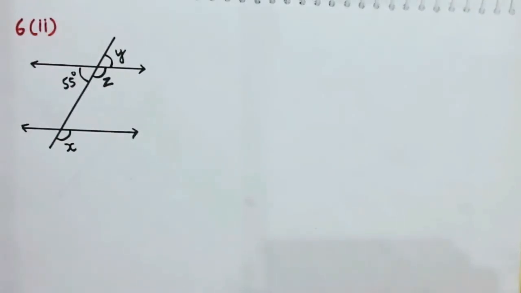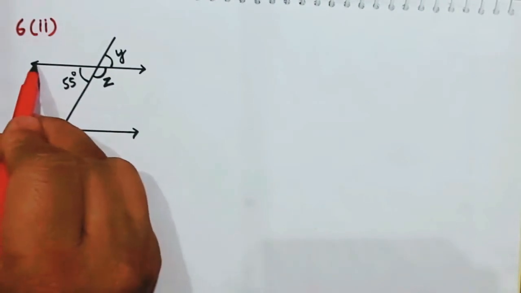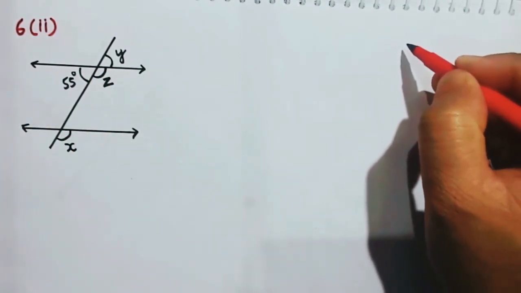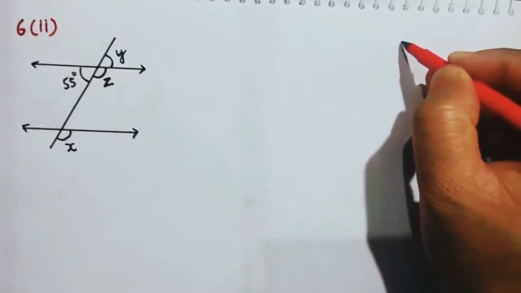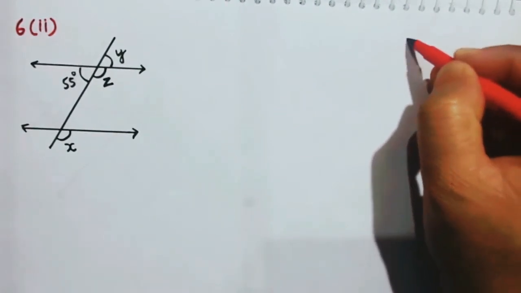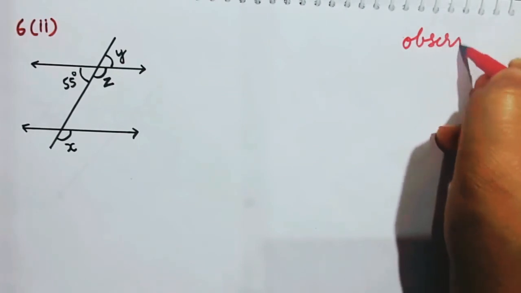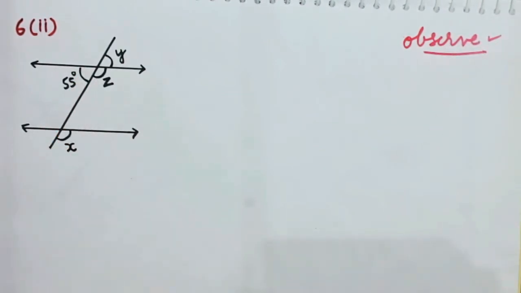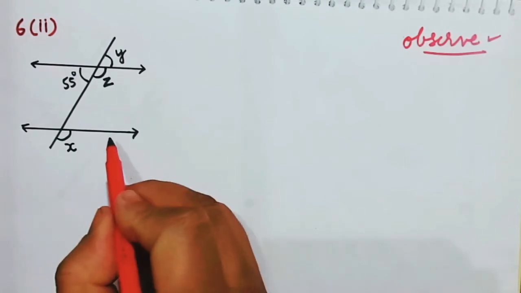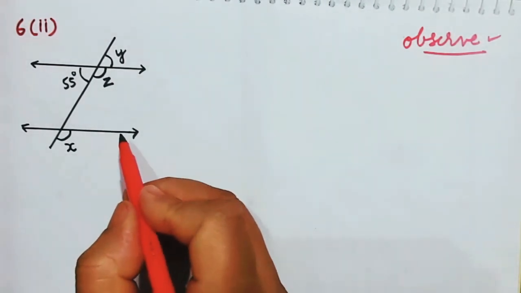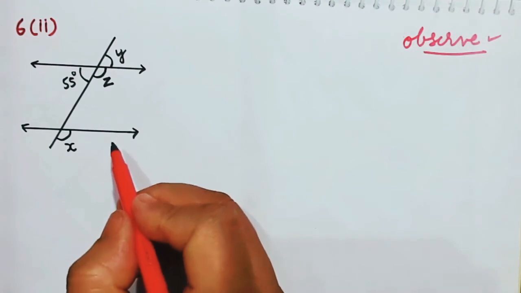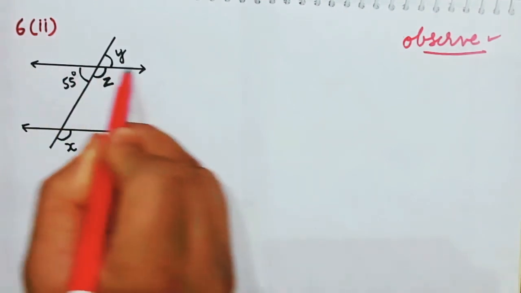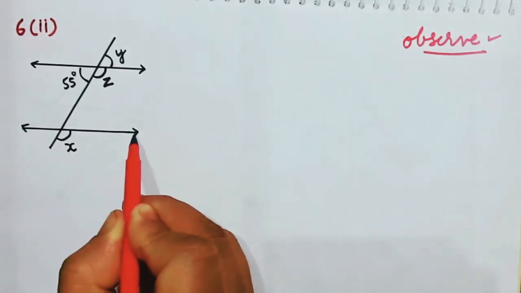Let's come to the other one. Here, as you all can see, these two lines are parallel. Once again, we are talking about application, and the first thing that you should do is to observe, isn't it? So at least you should take 1 minute in observing the figure. Until and unless you observe, you cannot find out the other angles or the unknown angles. Have a look. Here we find that these two lines are parallel.